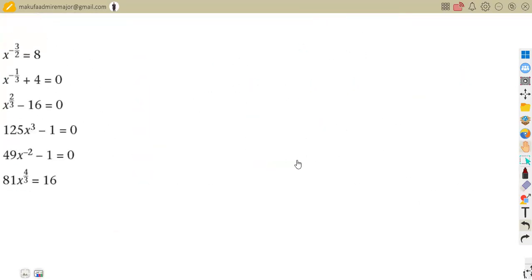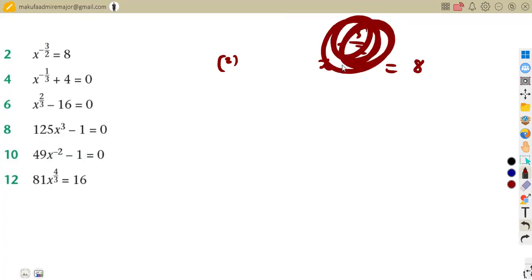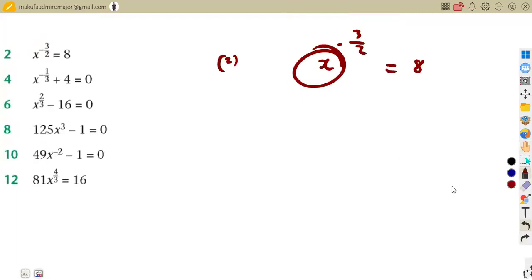If I'm given x to the exponent of minus 2 over 3 like this, for number 2, I'm simply using the same concept: x to the exponent of minus 3 over 2 is equivalent to 8. I want to remove this so that I remain with x. What I need here is to solve for x. So what is the reciprocal, the inverse, of minus 3 over 2?